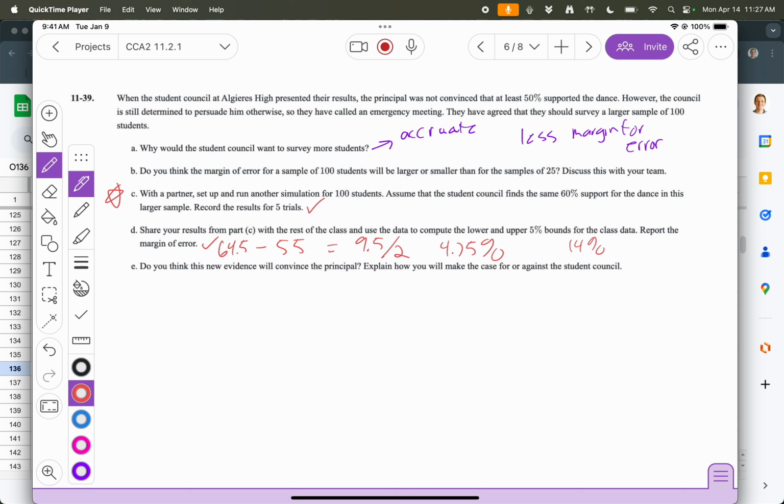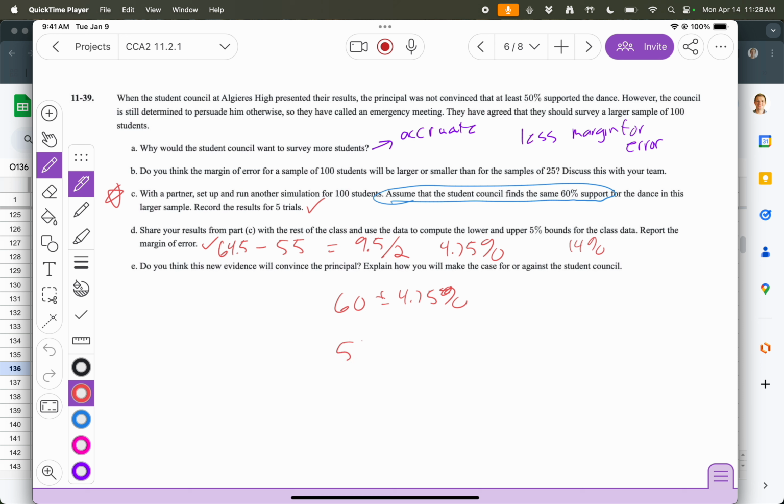And I kind of missed a key part of this. I realized when I read this here. They agreed that they should have a larger sample size of 100. I skipped this part right here, where it says, assume the student council finds the same 60% support there. So jumping forward here, our mean was still 60, but now I'm at plus or minus 4.75 percent.